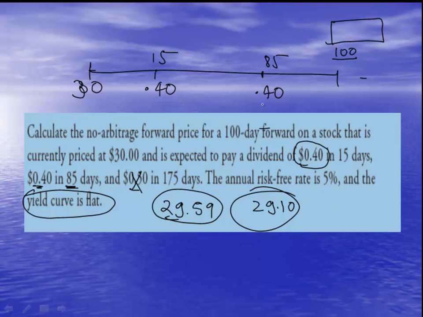Either we can take present value of this 0.40 and 0.40 backwards, reduce that from 30 and take future value of the entire remaining amount, or we can take future value of 30, future value of 0.40 and 0.40 and then reduce it here, and we'll try to do it both ways. So let's do it together. Second clear TVM. 0.40 is the future value. 5 is the IY. 15 divided by 365 is the N.